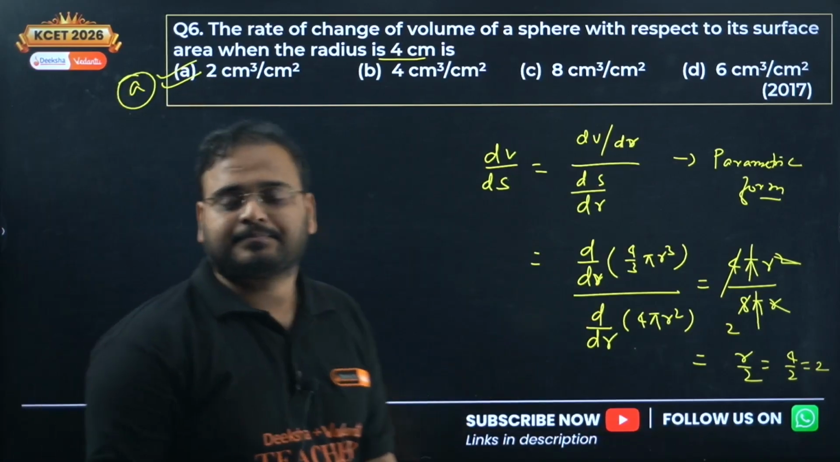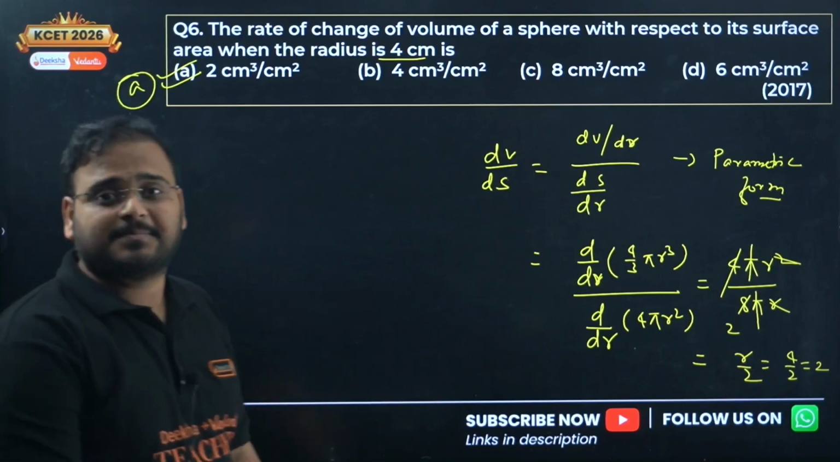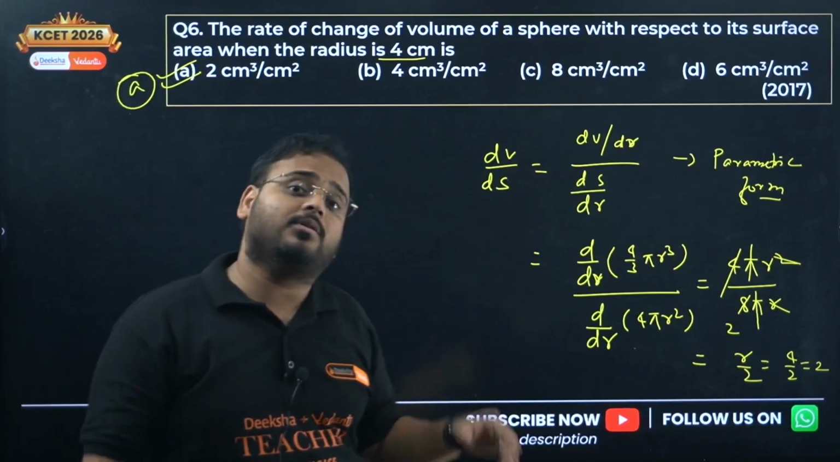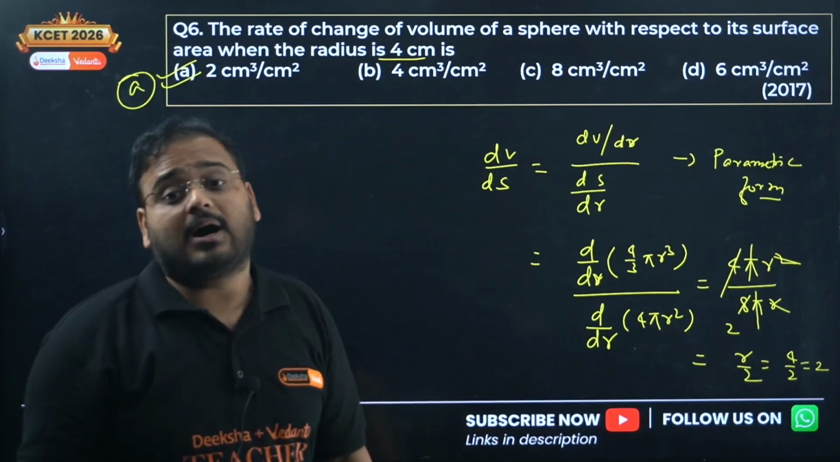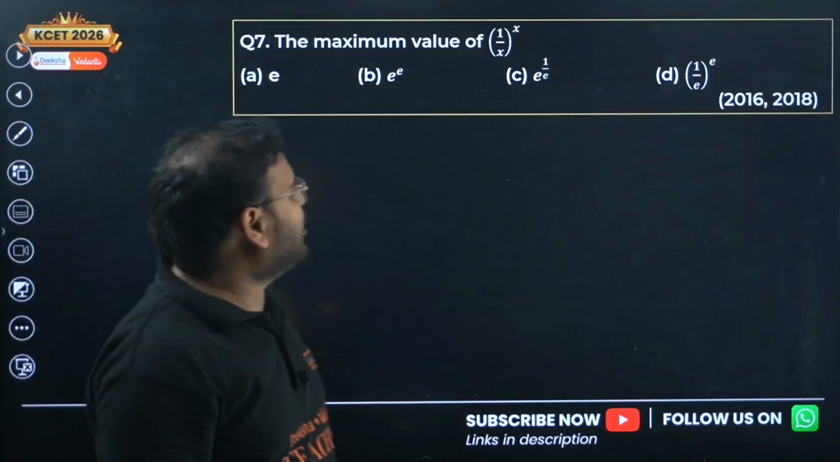Option A. A question can never come simpler than this. Yes, if you know the parametric form, the question is dealt with. If you don't know, you will be stuck and lose marks. Next, question number 7. The maximum value of this function.